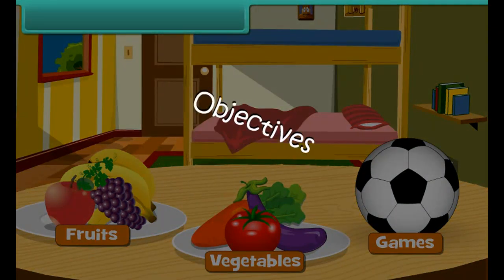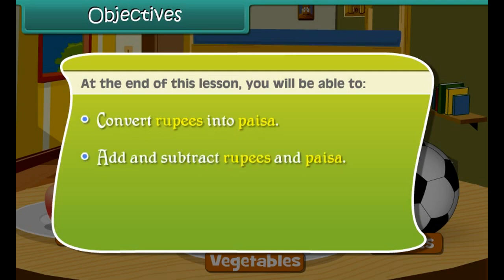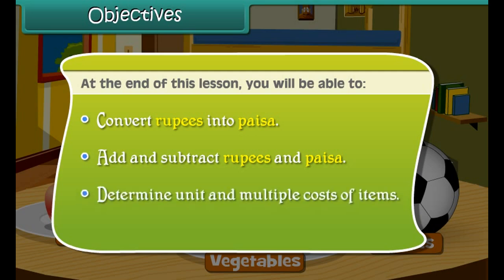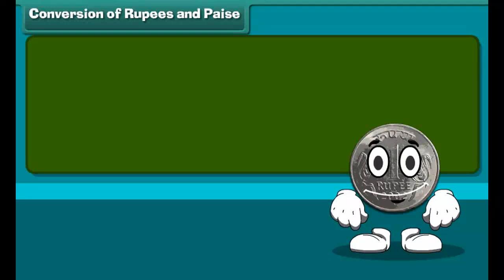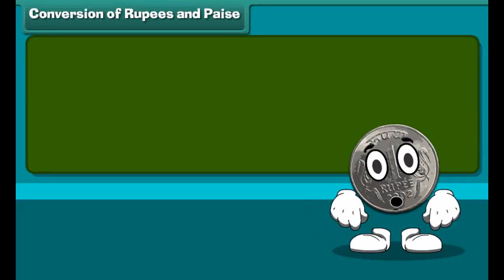Objectives. At the end of this lesson, you will be able to convert rupees into paisa, add and subtract rupees and paisa, determine unit and multiple costs of items, estimate the total. We start with conversion of rupee to paisa and vice versa.